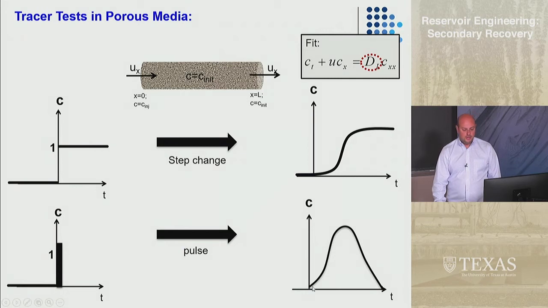So some of it comes out early, and I don't really like how I drew that because it's not going to come out at 0. Probably should have come out over here, but it will come out early, and then it'll reach a maximum, and then it'll come down again. So this is what we call a pulse tracer test, and they're more common in reservoirs where we want to not spend too much money on a large amount of tracer.